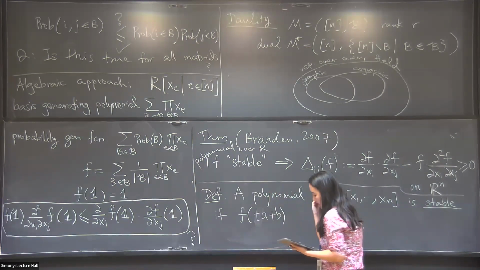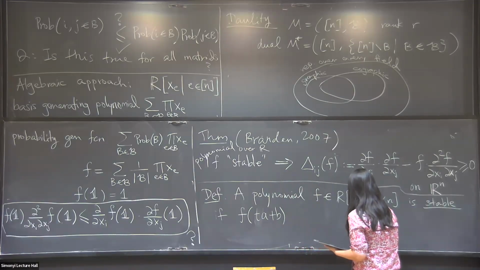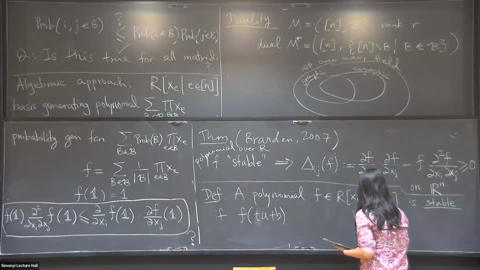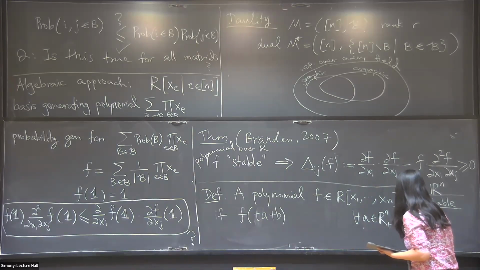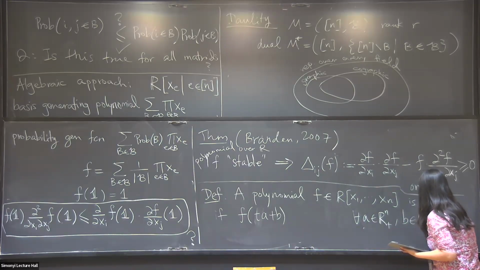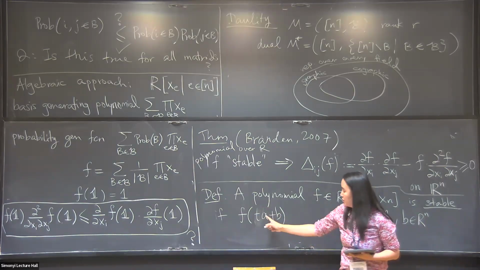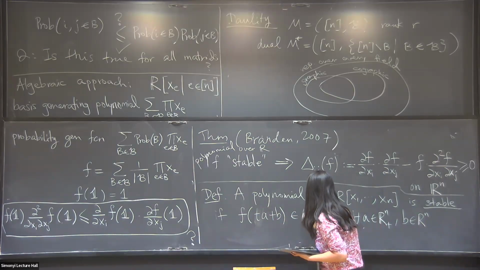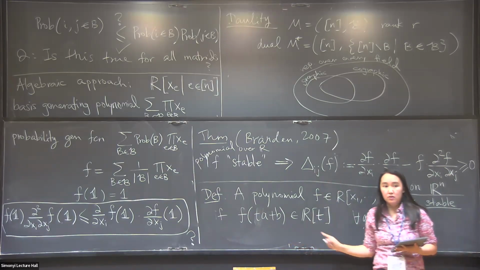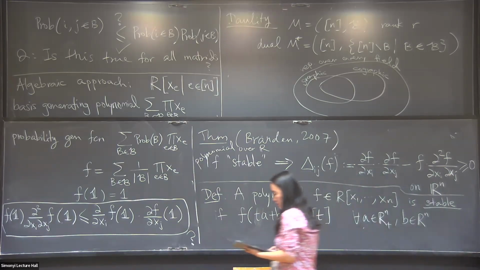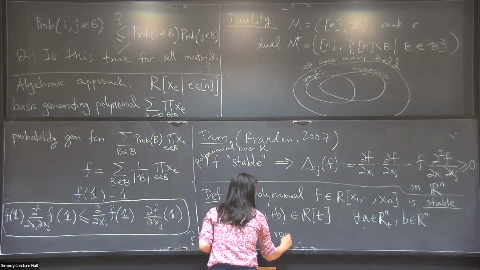So here, where A is a vector with positive coordinates and B is any vector, and the T is a variable. If I do the substitution, this is a polynomial in a single variable T. So this polynomial is real rooted. Meaning all the roots are real.